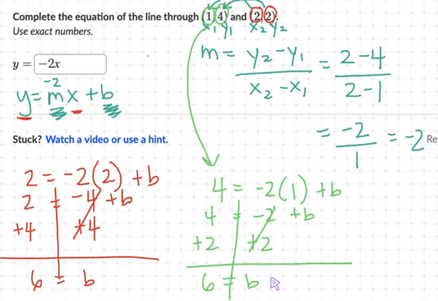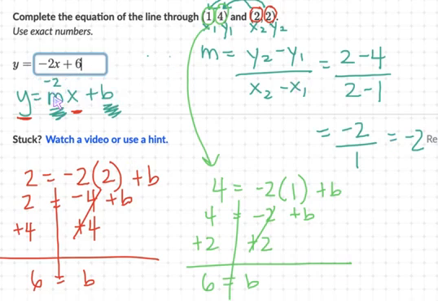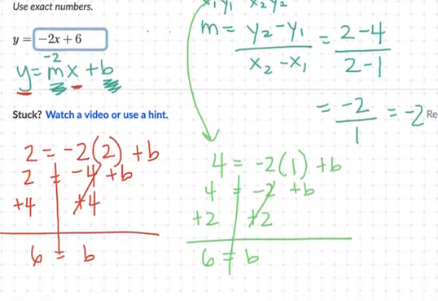So it really doesn't matter which pair you use, as long as you use them correctly. You don't mix up their orders. So I get a slope of negative 2 from our slope formula, and I got 6 from either one of these methods for my b. And remember, y and x are left alone, because if not, then they're not going to look like an equation anymore.